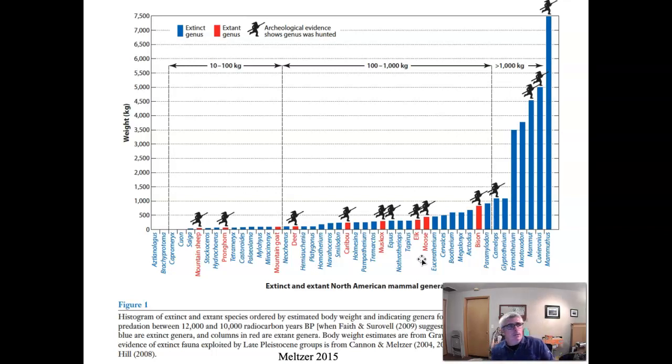Here we're looking at what they usually call kill or processing sites. So we're looking for piles of bones, bones that have tool markings on them, and then evidence of tools nearby. This evidence is, again, on the order of 10 to 13,000 years old.